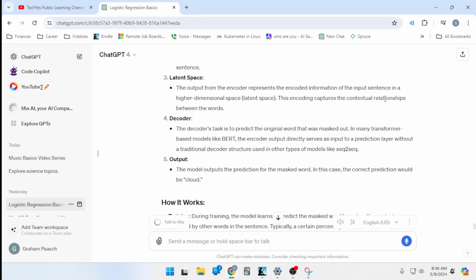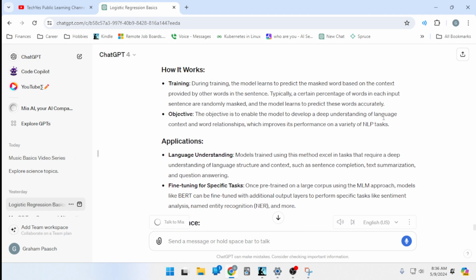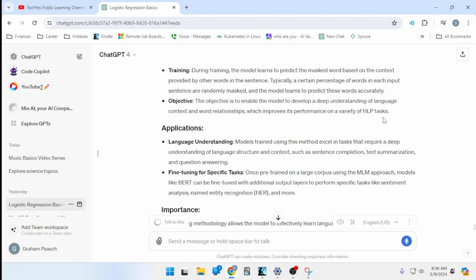How it works. Training. During training, the model learns to predict the masked word based on the context provided by other words in the sentence. Typically, a certain percentage of words in each input sentence are randomly masked, and the model learns to predict these words accurately. Objective. The objective is to enable the model to develop a deep understanding of language context and word relationships, which improves its performance on a variety of NLP tasks.